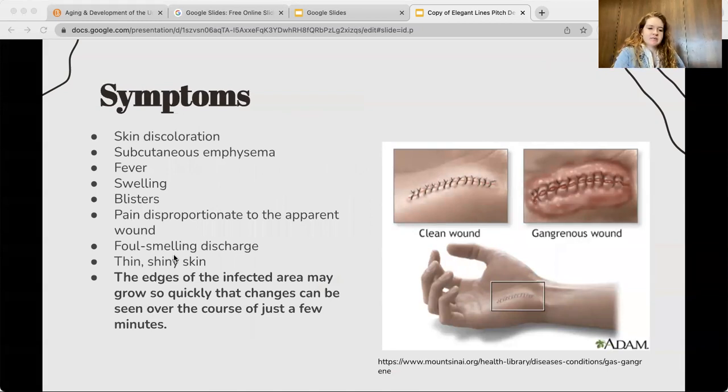Another symptom is subcutaneous emphysema, which is gas present under the skin, and that can cause a bubbly look to the skin. And additionally, if you press on the wound, you'll be able to hear crackling, which is literally the gas moving around under the skin. And then there's also fever, swelling, blisters, severe pain, foul smelling discharge that's typically yellowish, thin, shiny skin. And then also it's a really rapid progression of the disease.